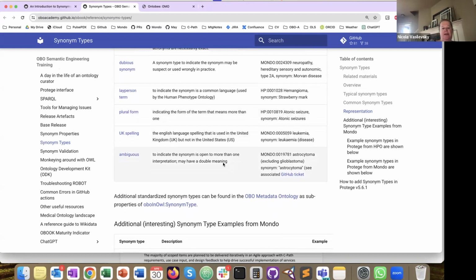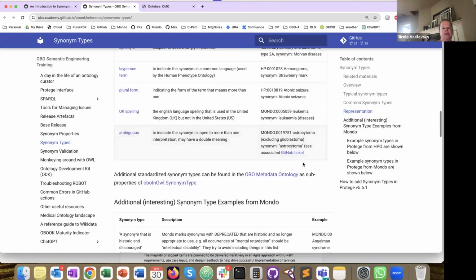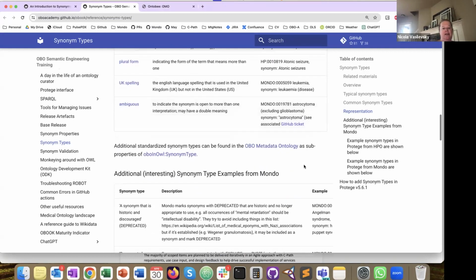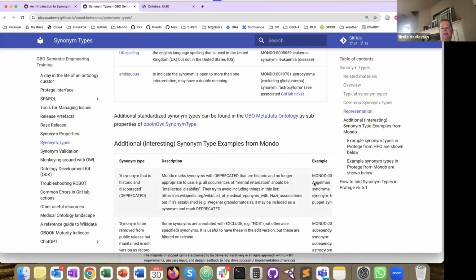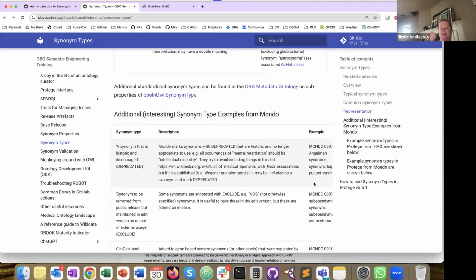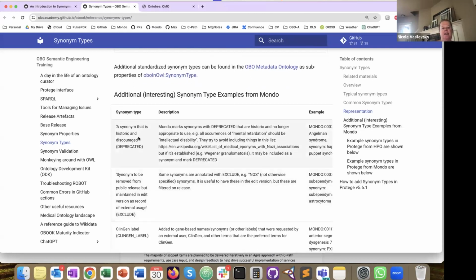And so here's an example of an ambiguous synonym, and I linked to the GitHub ticket here, just if you wanted to hear more of the discussion, where astrocytoma was a synonym for astrocytoma excluding glioblastoma. So this is kind of unclear. And I also included some additional synonym types from Mondo here, since we have some additional ones that aren't present in other ontologies. We have these deprecated and excluded synonyms.